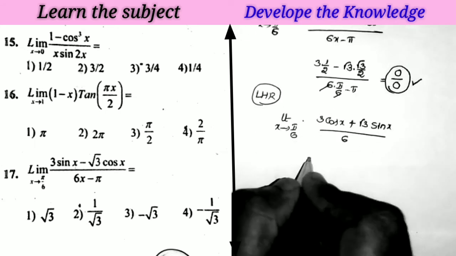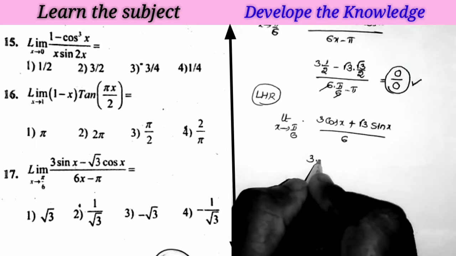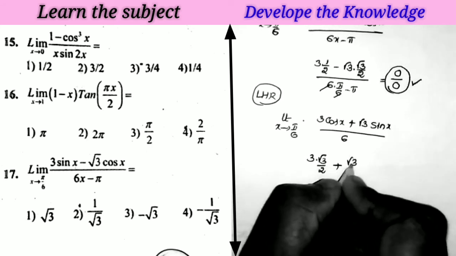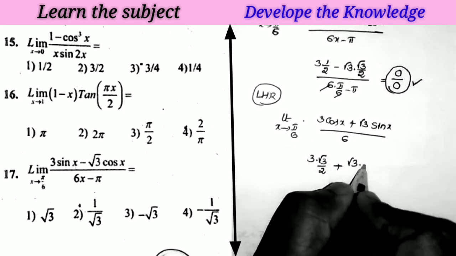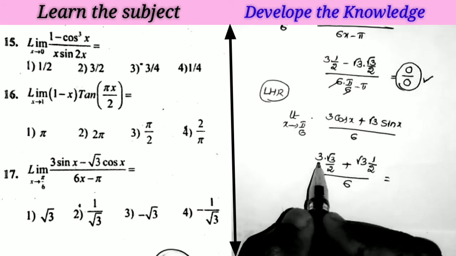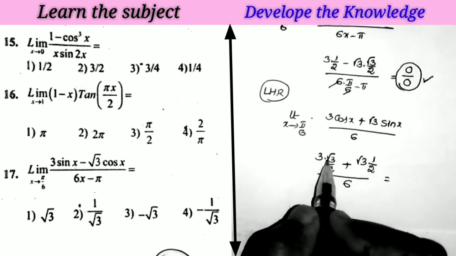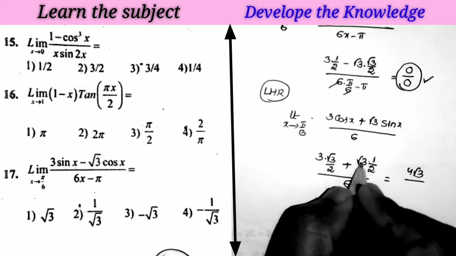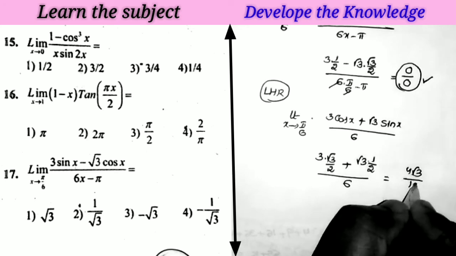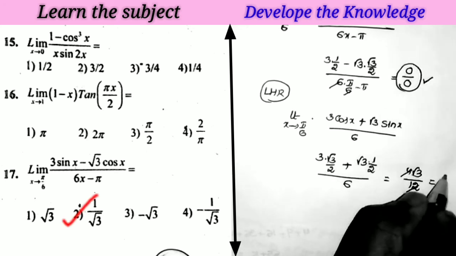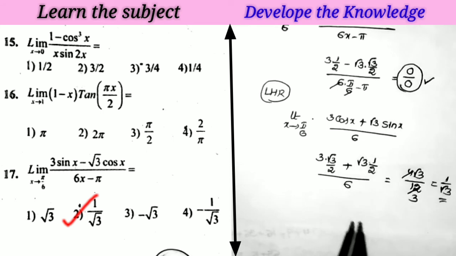Now replacing x is equal to pi by 6. 3 into cos pi by 6, cos 30 is equal to root 3 by 2, plus root 3 into sin pi by 6, sin 30 is equal to 1 by 2, by 6. Now 3 root 3 by 2 plus root 3 by 2, 3 root 3 plus root 3, that is 4 root 3 by 2 into 6, which is 12. Now it is cancelled by 3 times. Root 3 by 3 is equal to 1 by root 3. That's all, and this is the second option.